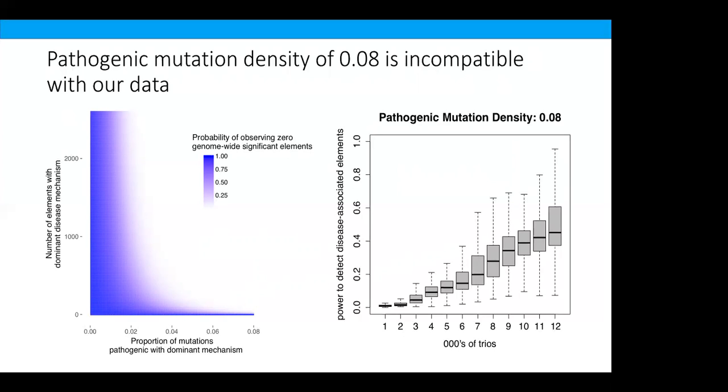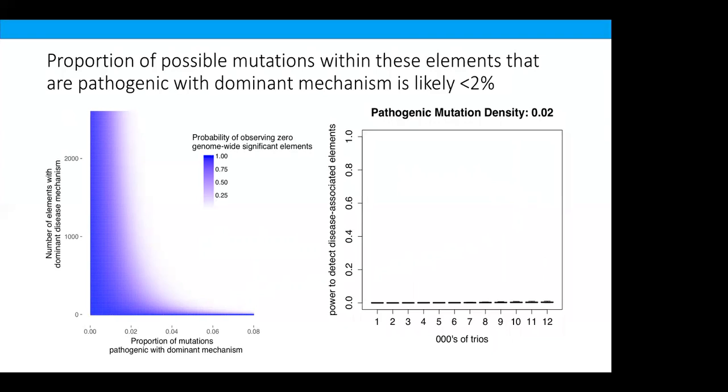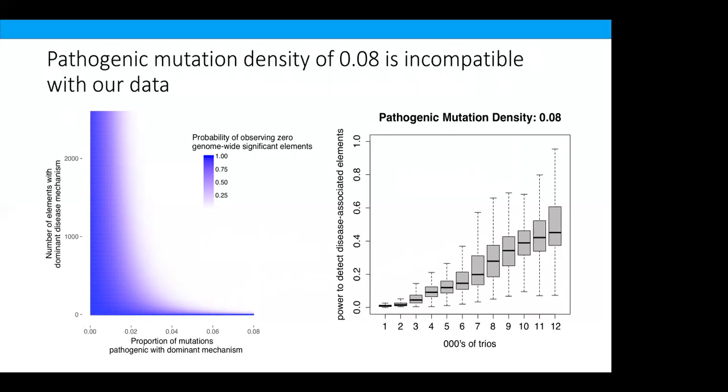disease-associated elements. But if the true proportion of mutations that are pathogenic with a dominant mechanism is more like 2%, then our power is actually incredibly low at the number of trios we have. So this is why I said earlier that, in either of these cases, with 1 or 2 or 3,000 trios, our power is next to nothing to predict disease-associated elements.